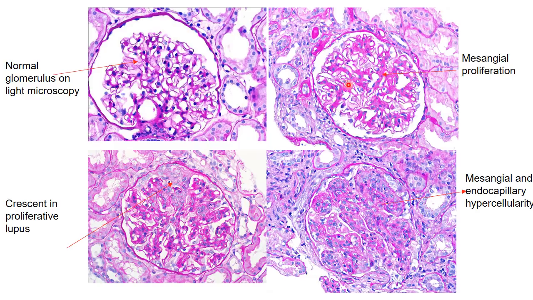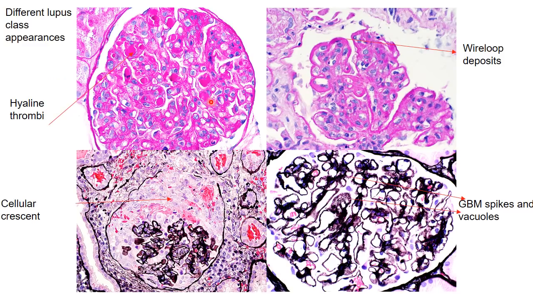Now here you see there is mesangium that's looking a little more than it should be. So that's mesangial proliferation. You can see crescents in the proliferative lupus. This can be class 3 and class 4. And you can sometimes see hyaline thrombi also. Now wire loop deposits are very classically described in lupus. You can see a crescent here.